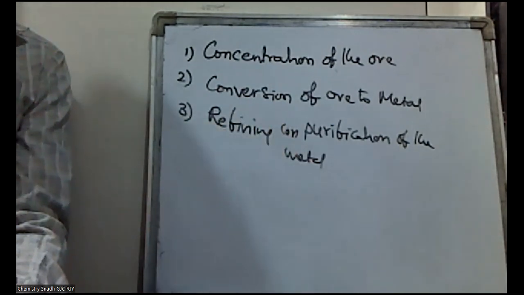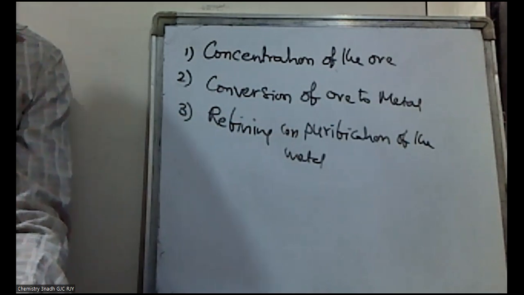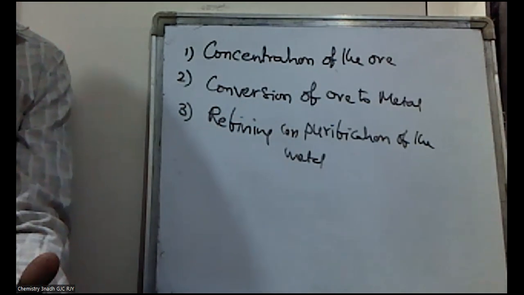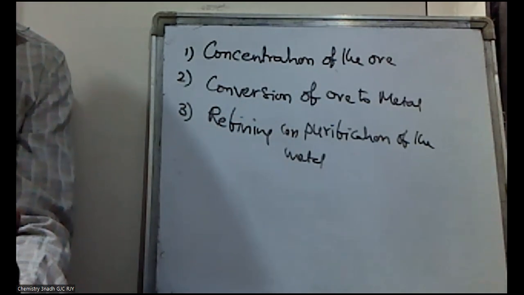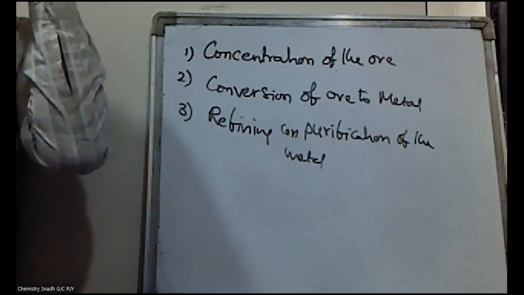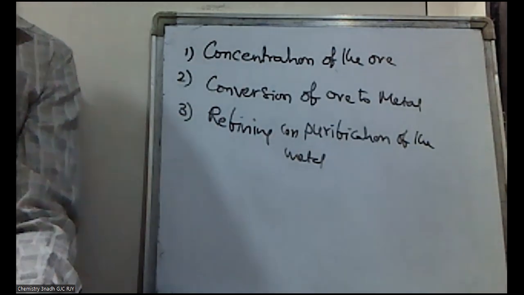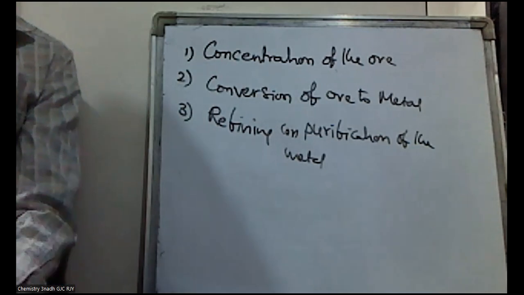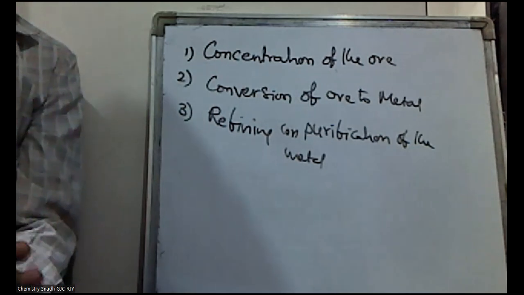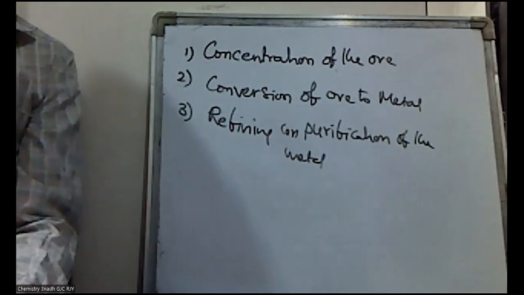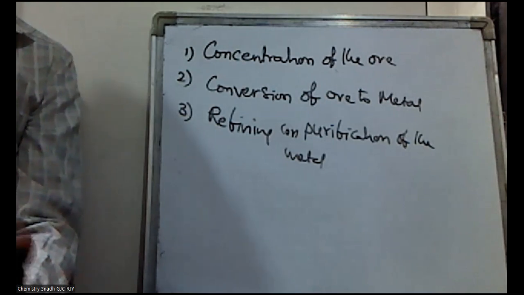In my first video, I discussed why we are studying metallurgy. Why are we studying metallurgy? Because most of the metals in nature do not occur in their native form. They occur in compound form. So how do we extract metal from their compounds? What are the basic principles involved while extracting the metals from their compounds?